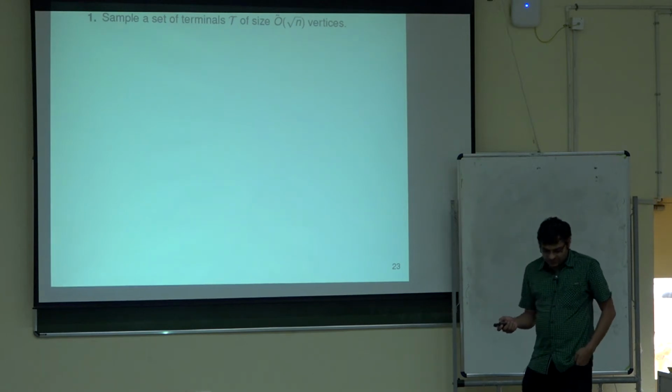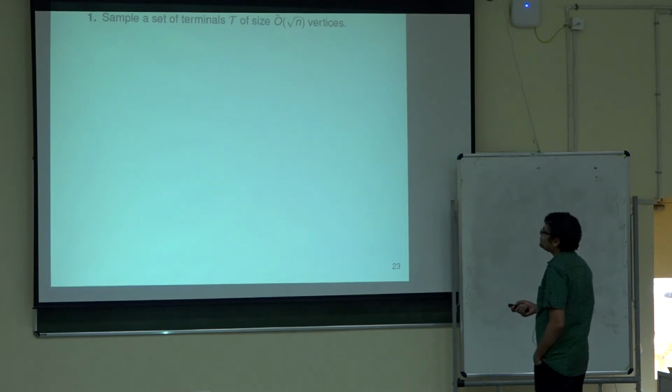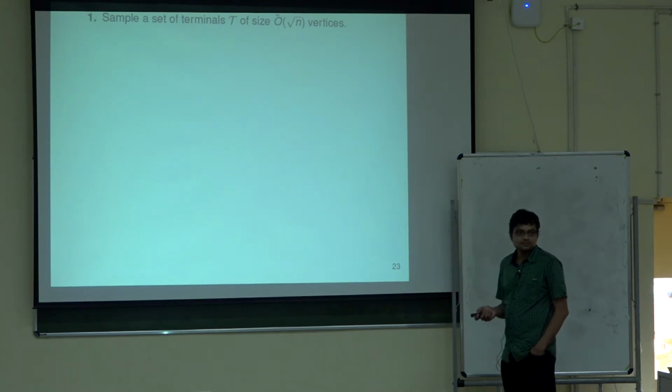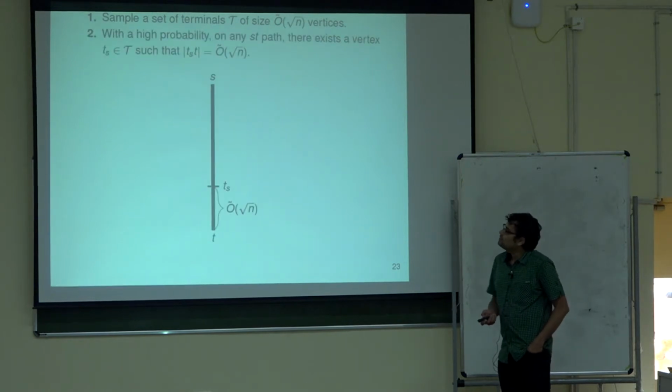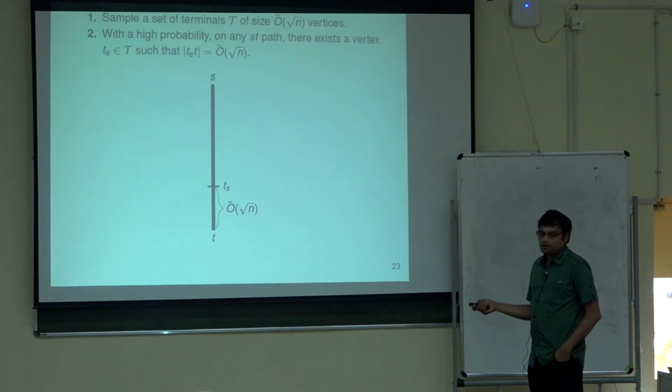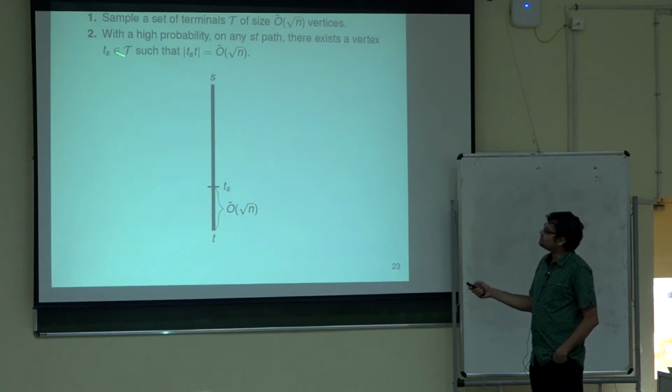So this is how we will solve this problem. Initially, we will sample a set of terminals of order square root n vertices. Each vertex is sampled with probability 1 by square root of n. And now I claim that if you look at any ST path which is sufficiently long, with high probability on any ST path there will exist a vertex t such that the length of the path from t to s is order square root of n.